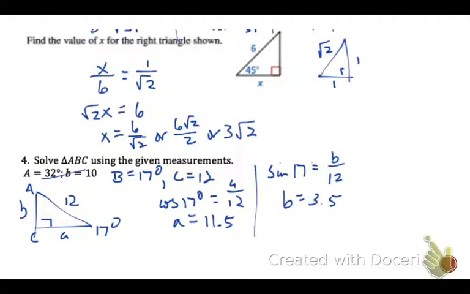On number 4, when we find those two side lengths, you'll get that A is 11.5 and B is 3.5, rounded to tenths place.